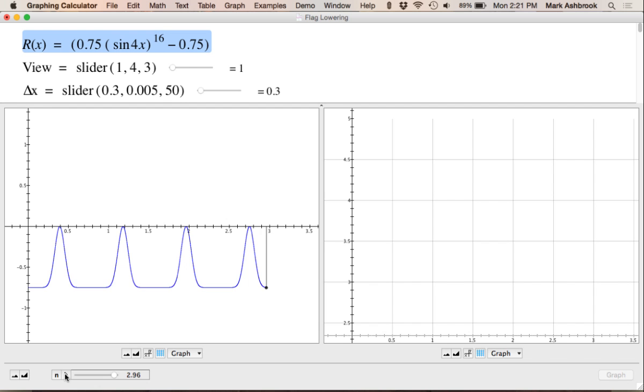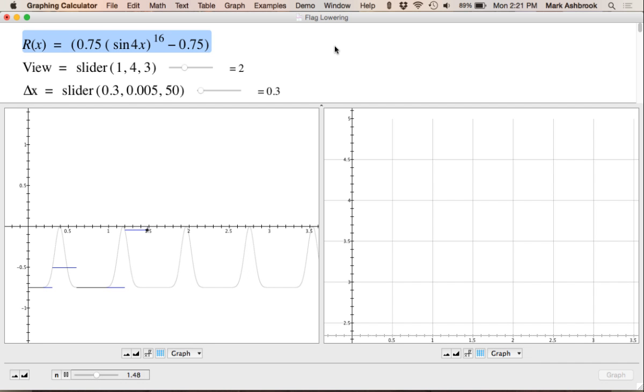So here's the flag lowering rate function. That's the actual flag lowering rate function. Most of the time, the flag is cruising down at 0.75 meters per second, but then in between changing hands, it slows, it pauses momentarily. So the rate kind of goes to 0 momentarily and then back to 0.75 when the next hand pulls.